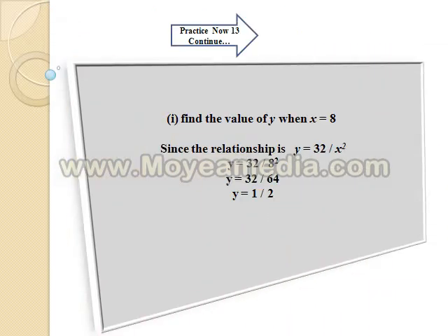Let's go to part 1 now, where it says when x is 8, we have to find the value of y. So in the relationship, I am simply replacing the value of x, which is 8. You could see here 8 square. So 8 square means 8 into 8 is 64. So dividing 32 by 64, in front of you, you get y is equal to 1 over 2, which is basically 0.5 also.